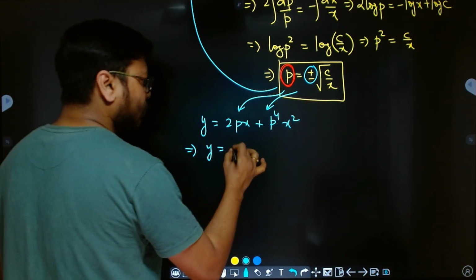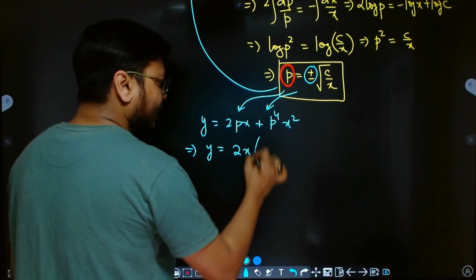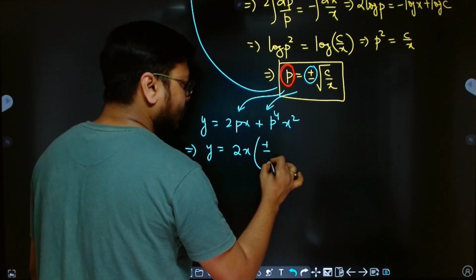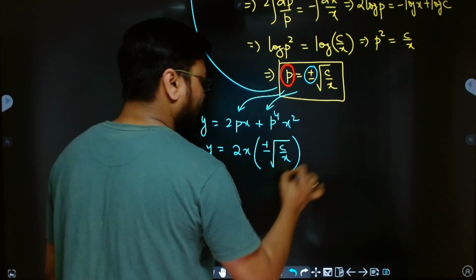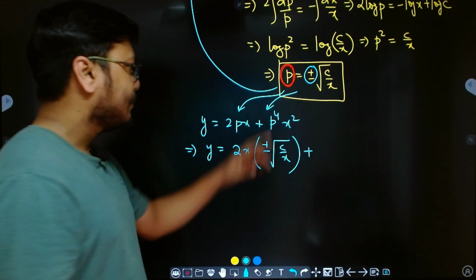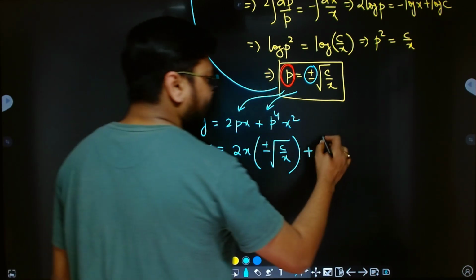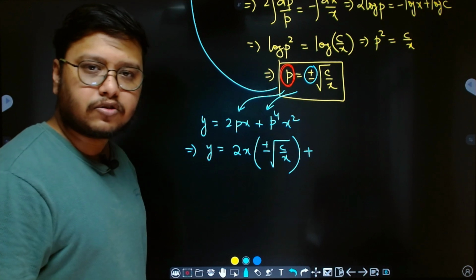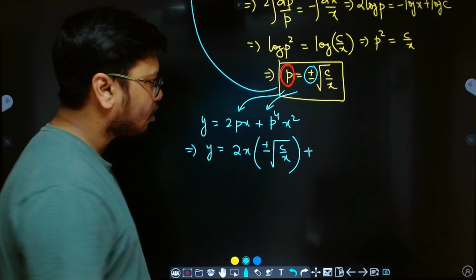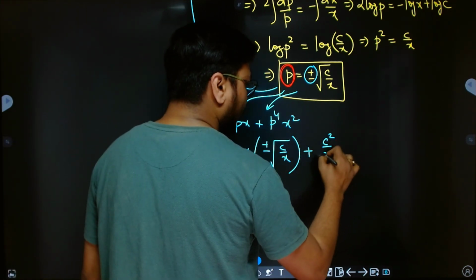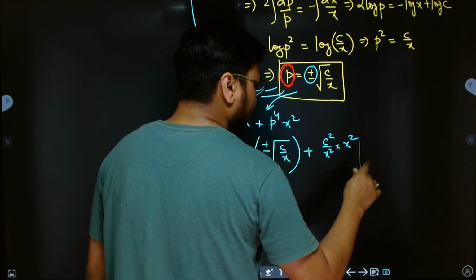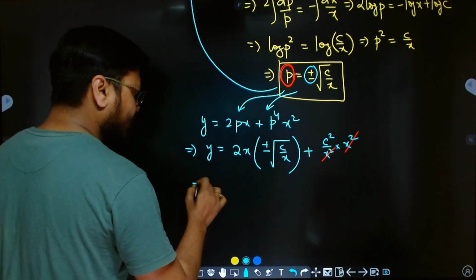So I have y equals 2x and p would be plus minus under root c upon x plus p to the power 4 would be, so in p to the power 4 the plus minus would actually get absorbed. So we'll be having c square upon x square into x square. So the x square gets cancelled.